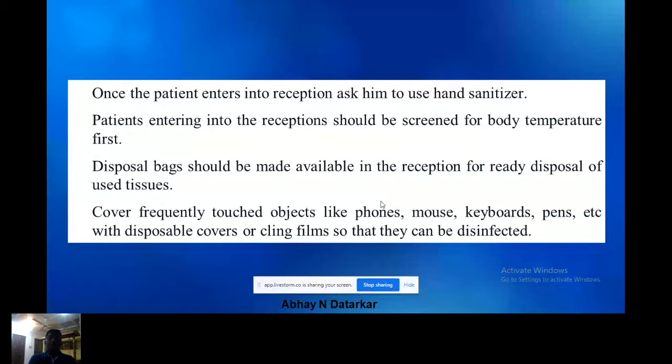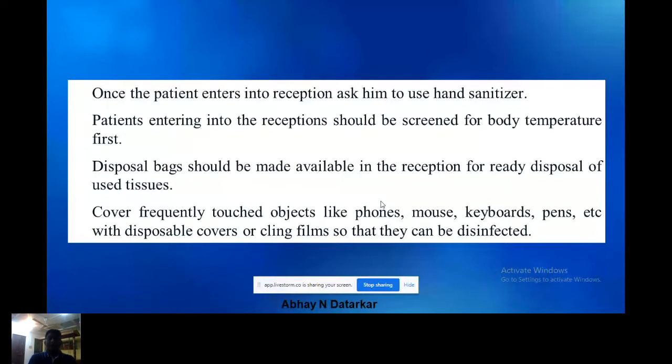Give disposable bags if the patient wants to dispose of his tissues or his mask. We should provide them a new fresh mask, and we should give them head caps and shoe covers. All these things should be made available in our operatory.